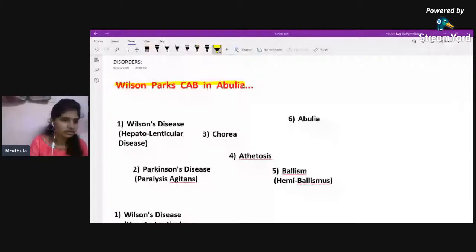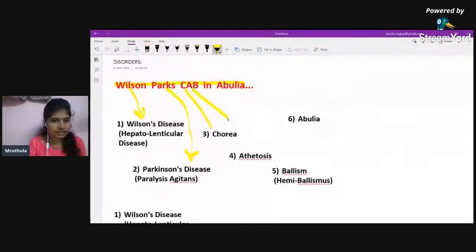Now what is it? Wilson is to indicate Wilson's disease, right? Wilson's disease is otherwise called hepatolenticular disease. Then Parks refers to Parkinson's disease, which is otherwise called paralysis agitans. Then cab. In cab, the C represents chorea, A represents athetosis, and B represents balism or hemibalismus. If balism is on one side, it is called hemibalismus.